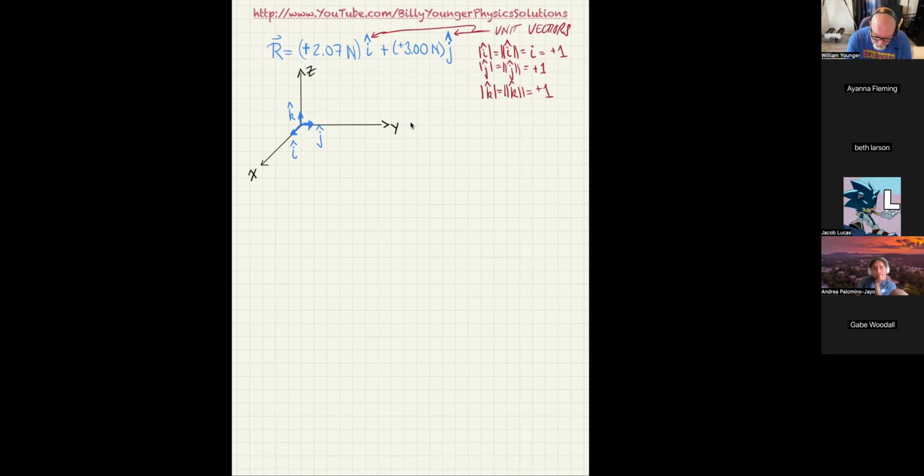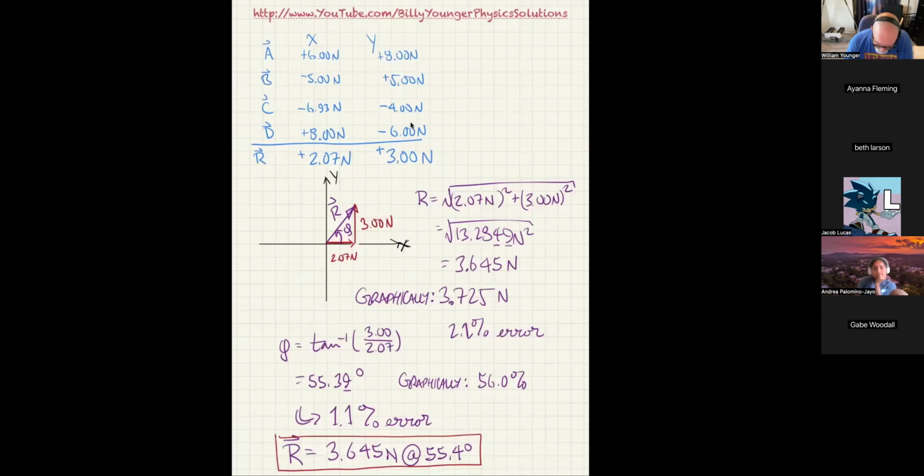Now, just to refresh ourselves further, we were talking about this. Once we found the 2.07 newtons positive being the x component and the 3.00 newtons positive being the y component, all I had to do was draw an x and y coordinate system, as I did here. Since the 2.07 is the x component and it's positive, I drew it parallel to the x-axis and pointing to the right. Similarly, at the head of the x component, I drew the tail of the y component, and I drew it upward because it too is positive.